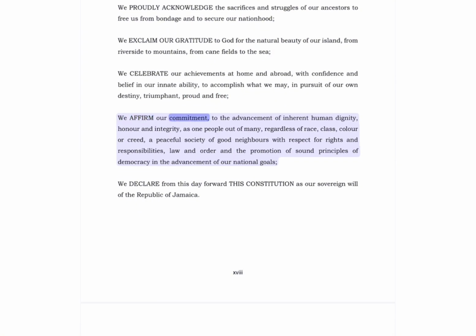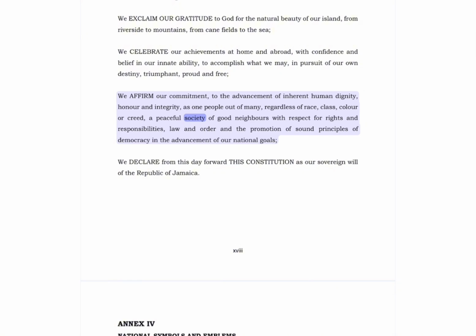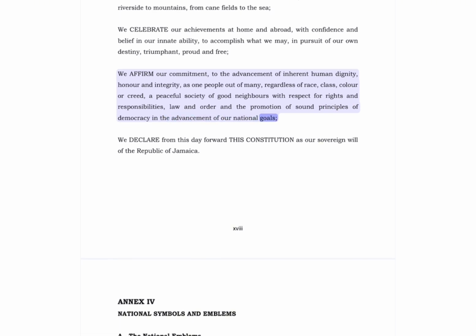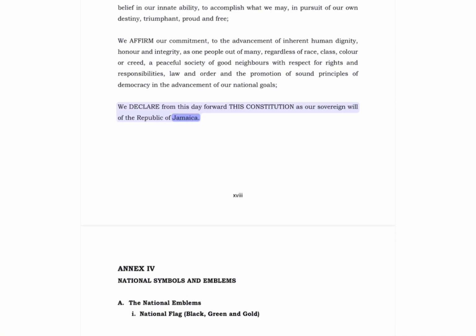We affirm our commitment to the advancement of inherent human dignity, honor and integrity, as one people out of many, regardless of race, class, color or creed. A peaceful society of good neighbors with respect for rights and responsibilities, law and order, and the promotion of sound principles of democracy and the advancement of our national goals. We declare from this day forward this Constitution as our sovereign will of the Republic of Jamaica.